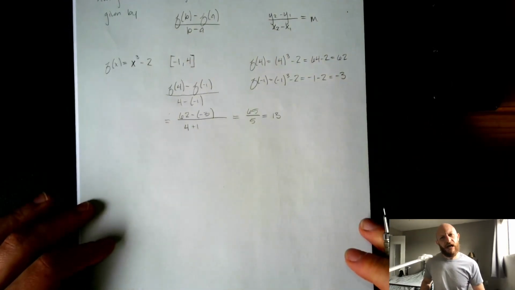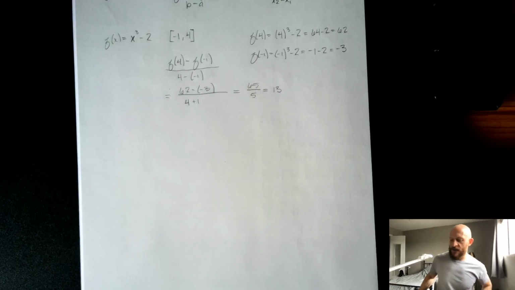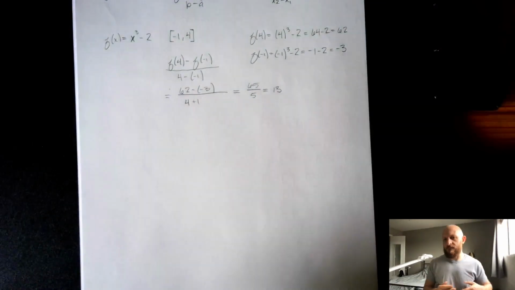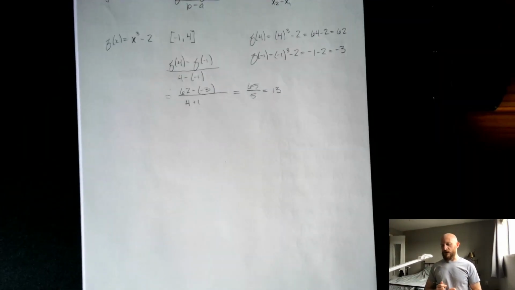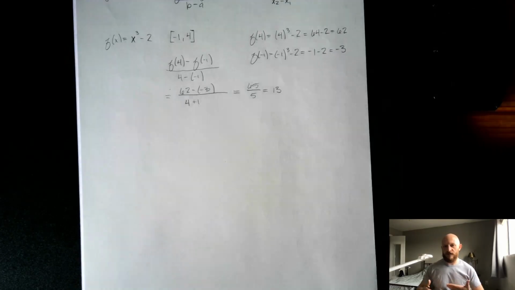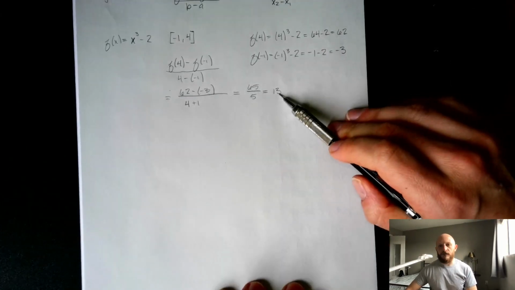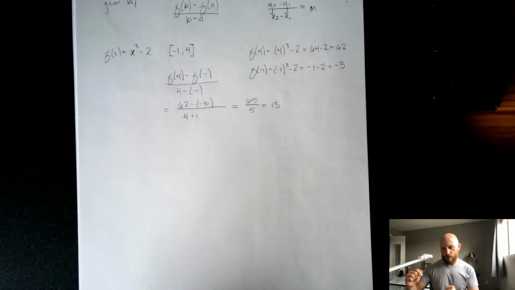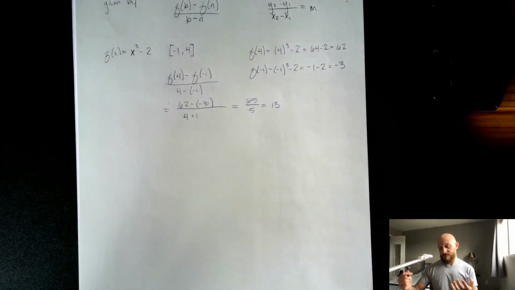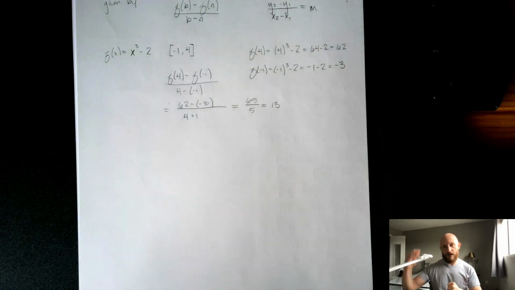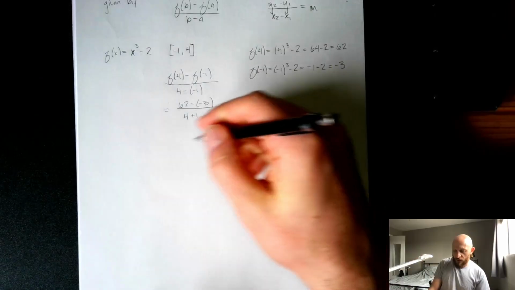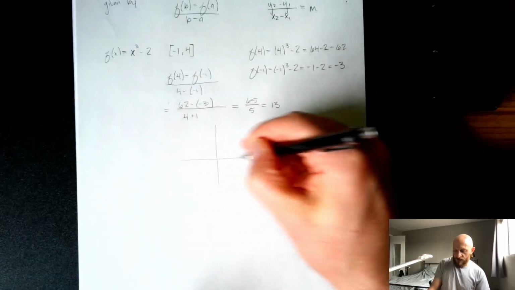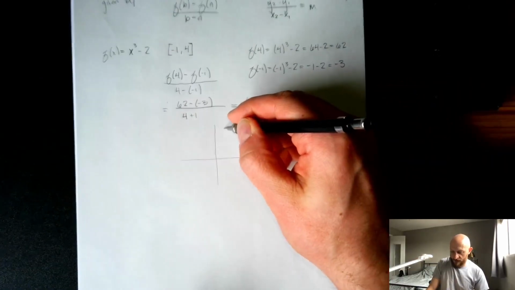And what does that really mean, by the way? I'll show you what it means. I think that it makes a little bit more sense to graph it. I guess I'll say it first. 13 is the slope between these 2 points, f of -1 and f of 4. So if you were to plot out those points, here's what x cubed minus 2 is going to look like.